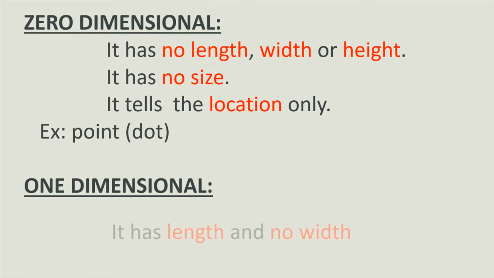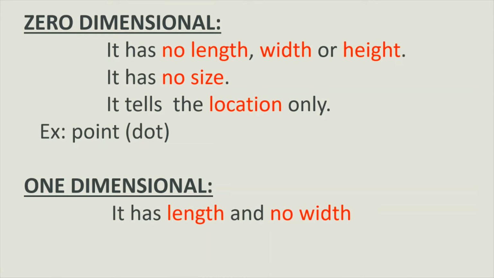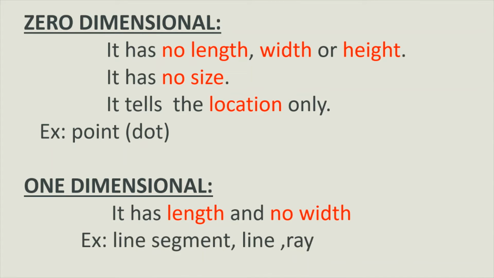One-dimensional. One-dimensional only has one dimension, which is length. It has no width or height. Examples are line segments, lines, and rays.